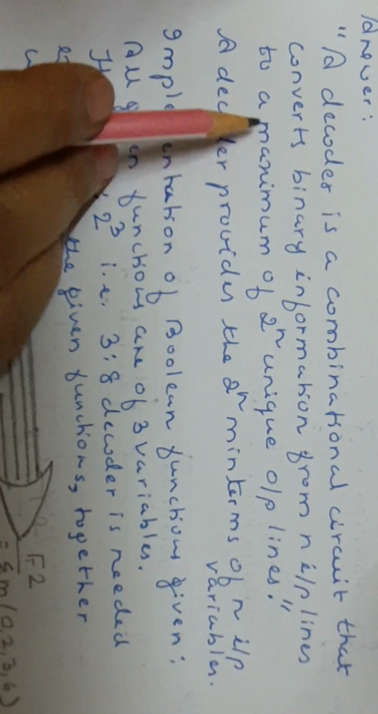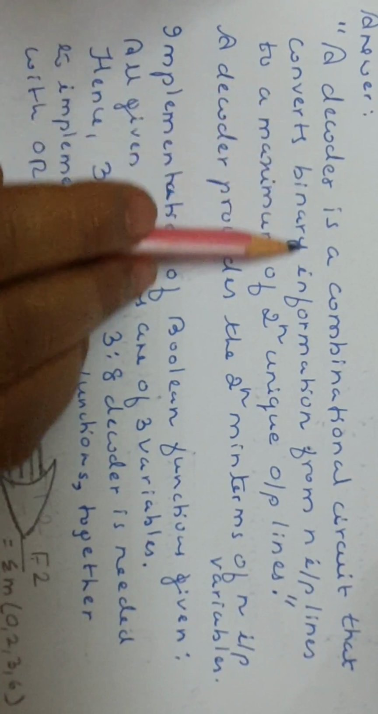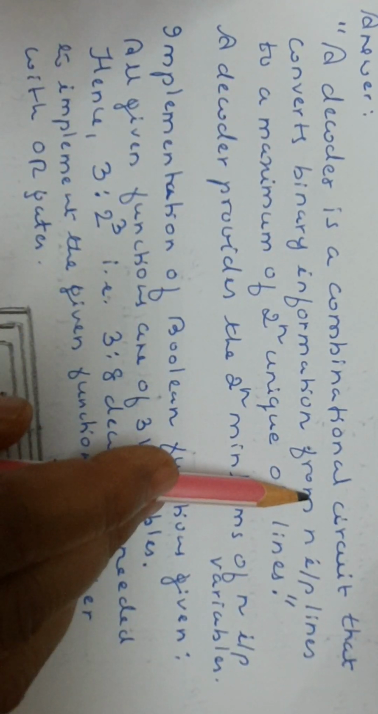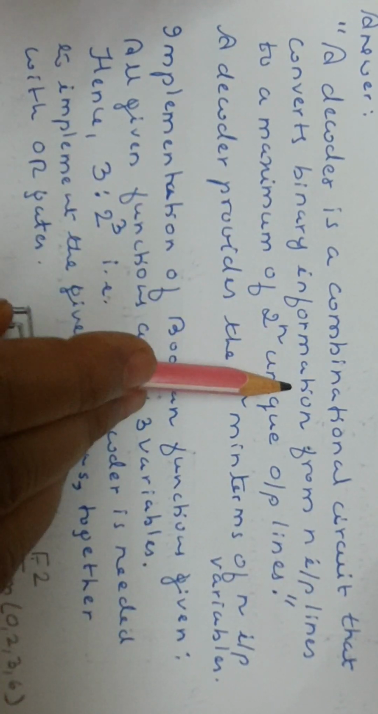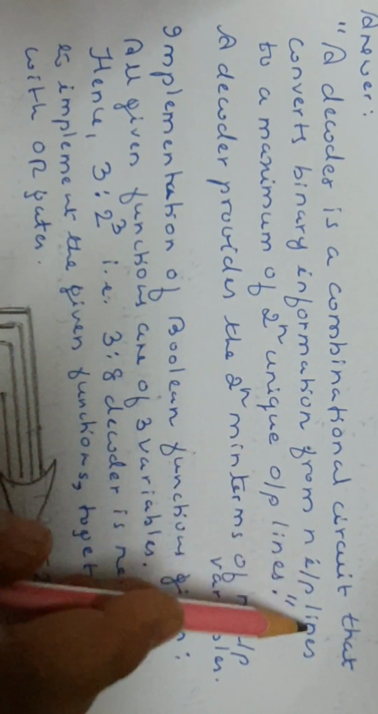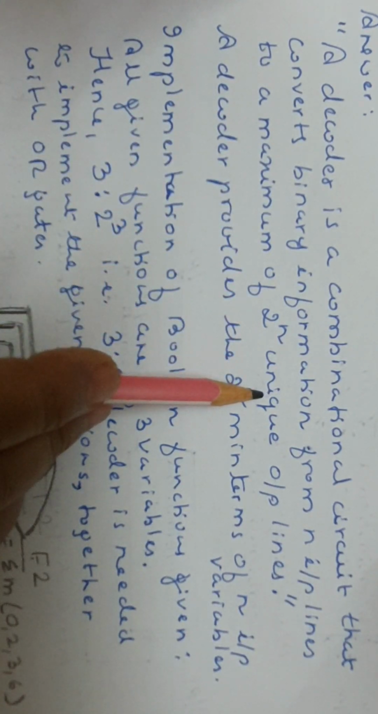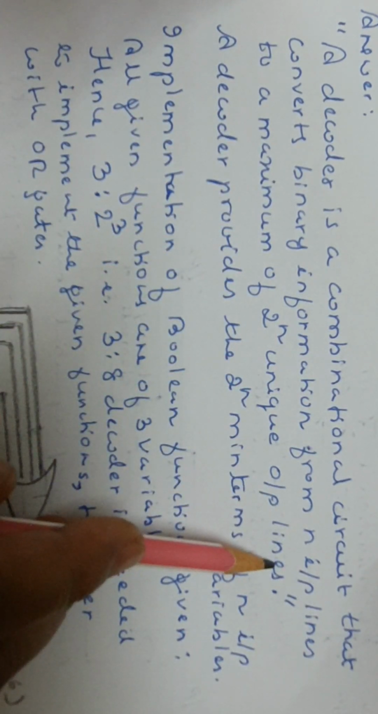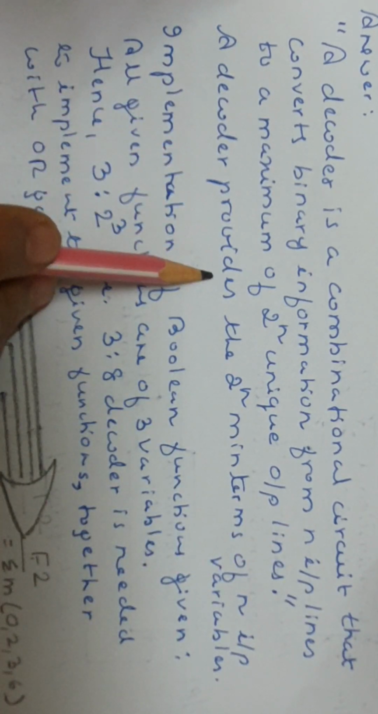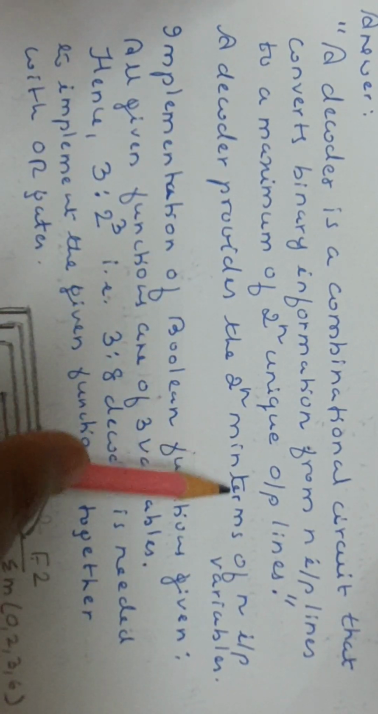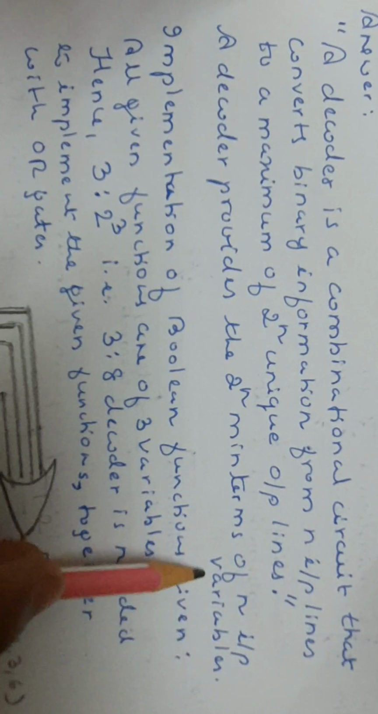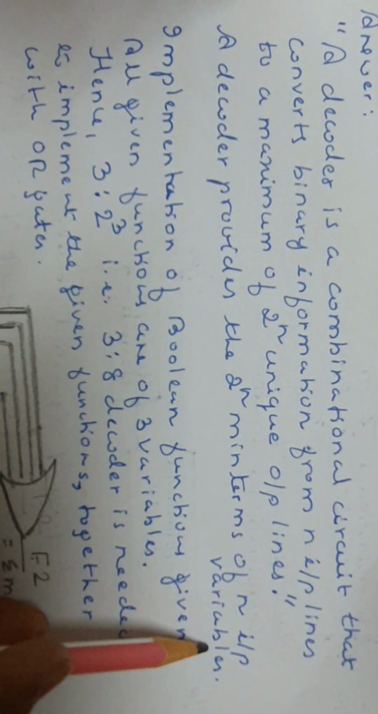So the solution is, first the definition. A decoder is a combinational circuit that converts binary information from n input lines to a maximum of 2^n unique output lines. A decoder provides the 2^n min terms of n input variables.